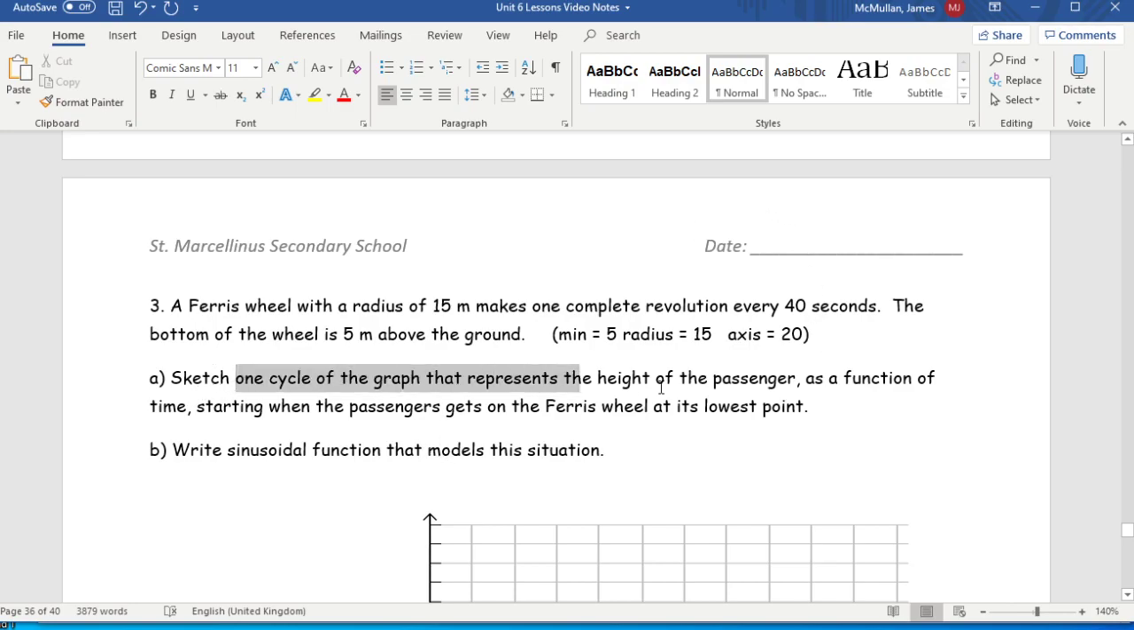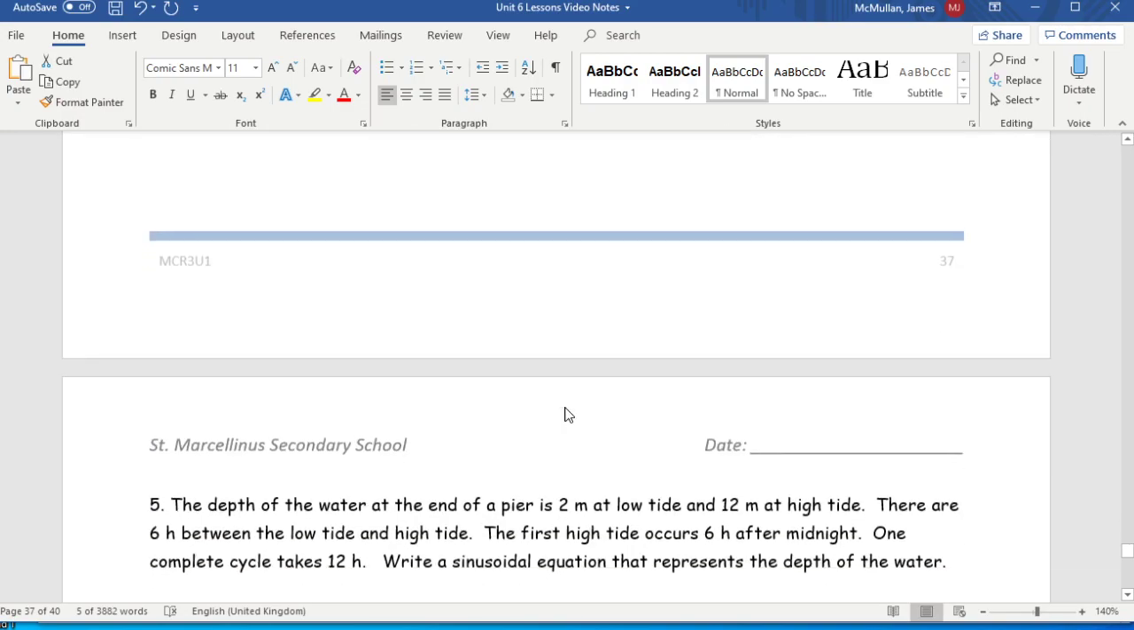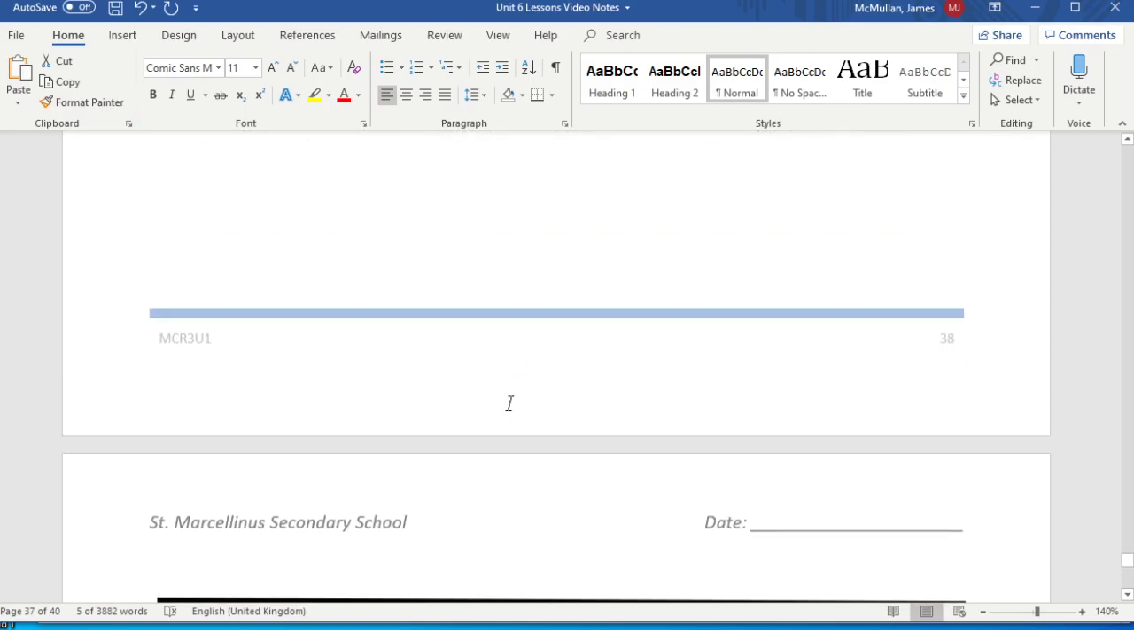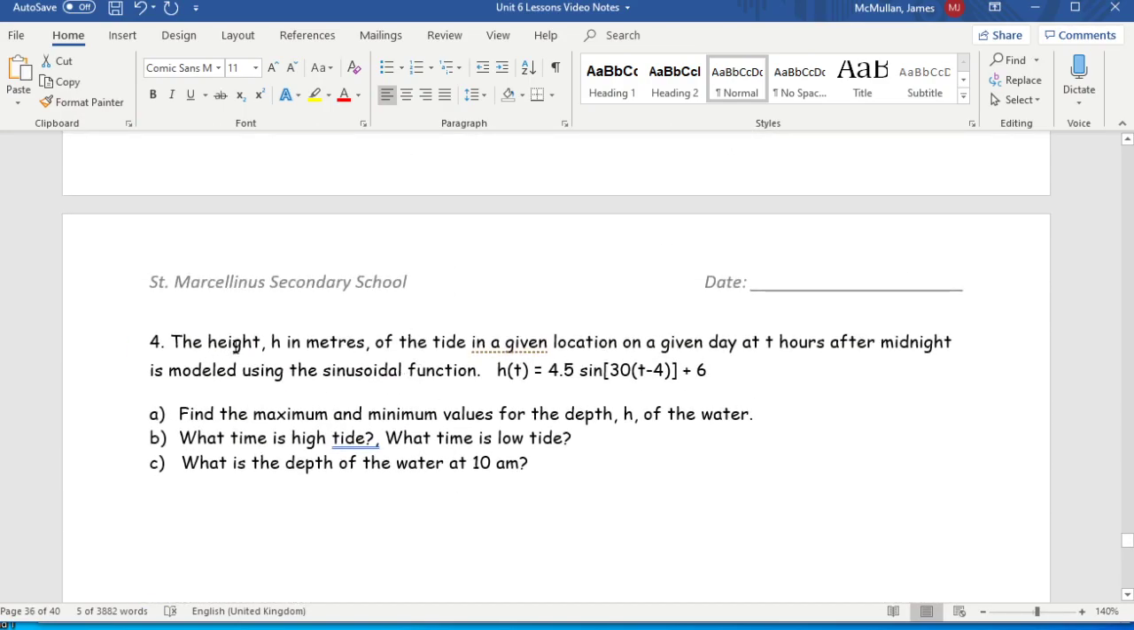It says sketch one cycle that represents the height of the passenger, starting when the passenger gets on at the lowest point. So you use a negative cos model with d equals 0, right? That's pretty simple, and then you just write it and draw it. So I think you can do that based on what we know. What I want to focus on, though, is this fourth question. There's actually 2 more. Okay, so let me just read this one quickly.